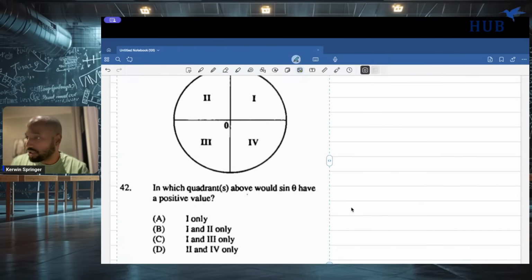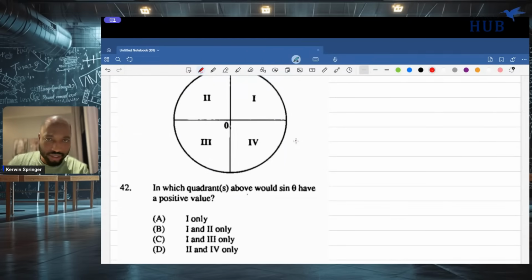In which quadrant above would sine theta have a positive value? What is this doing here?